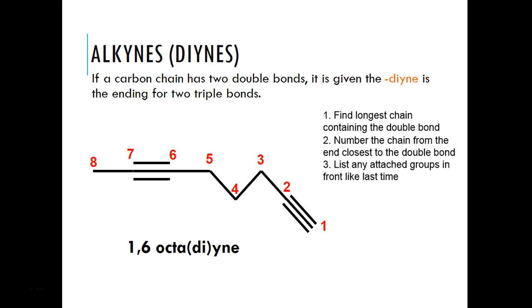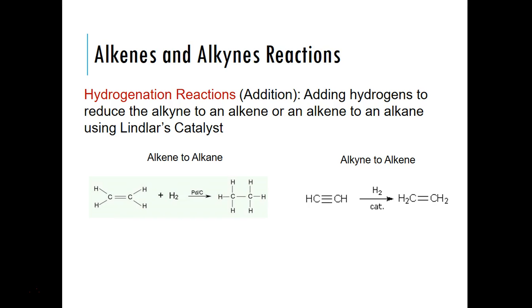So what happens if you have 2 triple bonds in a long carbon chain? Remember, we give that ending diyne. So we number the chain. Find the longest carbon chain that contains the triple bond, not the double bond, and then indicate where we have our triple bonds. We have one at the first carbon and then again at the sixth carbon. So that's octadiyne. And you can see we don't have any attached groups, so we don't have to name them. So let's talk about some reactions now.